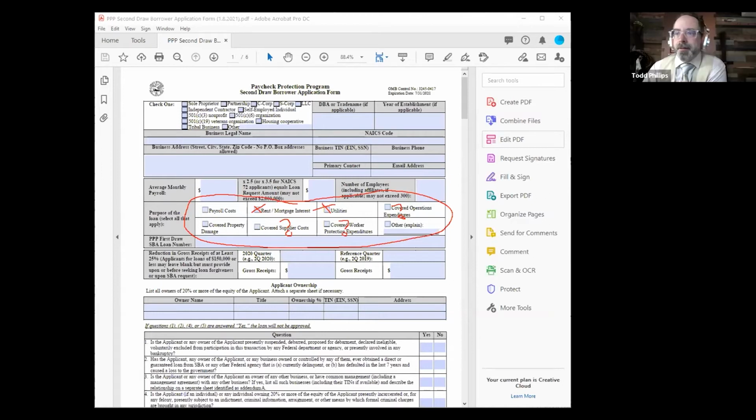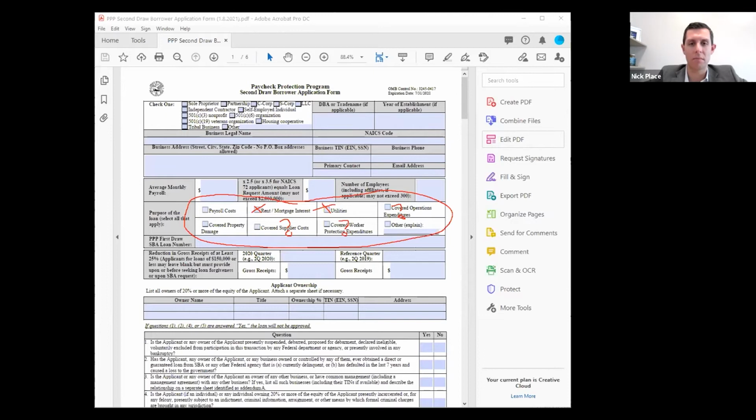Nick, anything to add? Yeah, the only other thing, just different from round one, you did have to say with numbers how much you planned on spending in each category. Now they're just asking you to indicate where you plan on spending money. So I think folks can generally check payroll costs, rent and mortgage, utilities, and if you think you're going to use it for some other things, that's fine too.